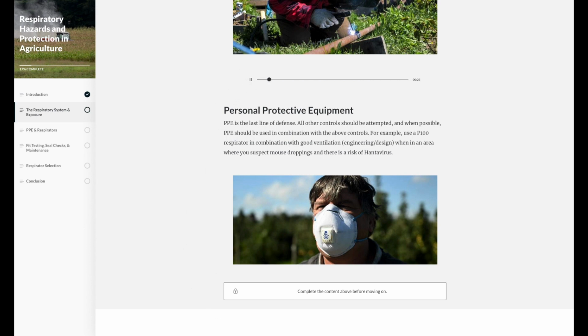PPE is the last line of defense. All other controls should be attempted, and when possible, PPE should be used in combination with the above controls. For example, use a P100 respirator in combination with good ventilation, engineering and design, when in an area where you suspect mouse droppings and there is a risk of hantavirus.